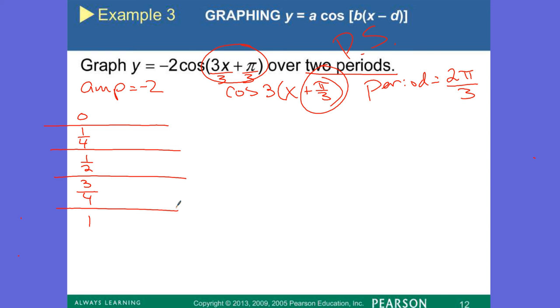I'm going to still do the same thing, but instead of being done right here, I'm going to save the next page because it's a lot of work. I'll do the rest on the next page. Now, these are my parts, and I multiply my parts times what? 2 pi over 3, because that is my period. The part times period. 2 pi over 3.